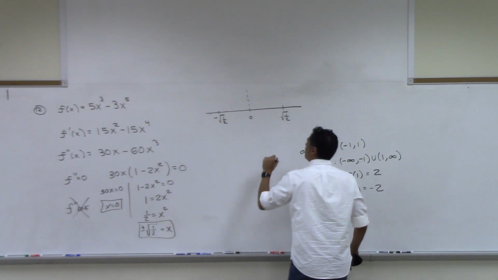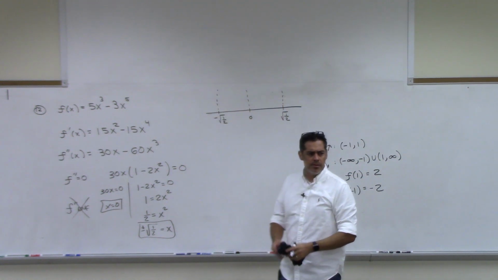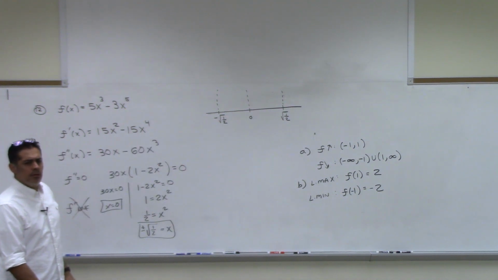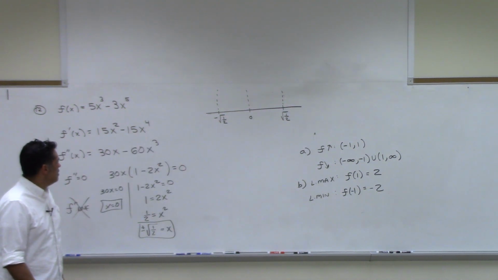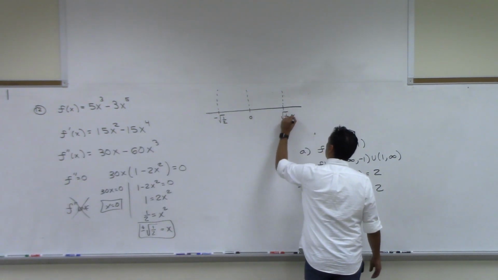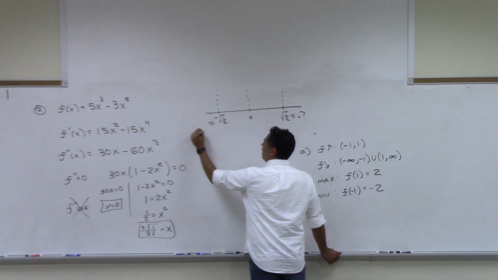What do you get? What is it? 0.7? Approximately 0.7 something, and then this one is approximately -0.7.